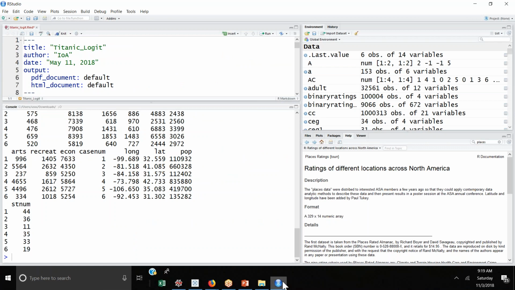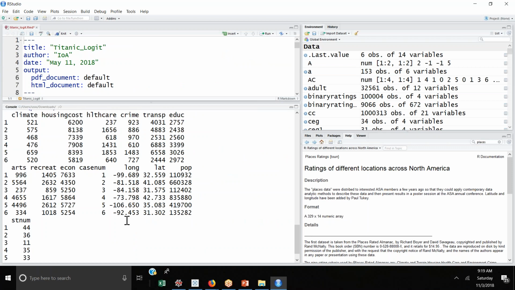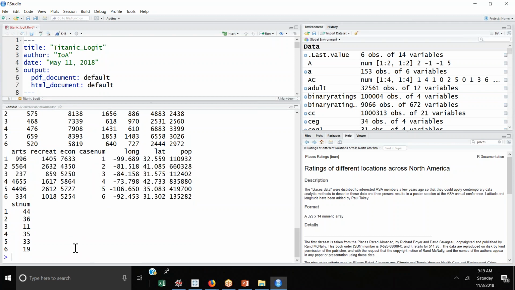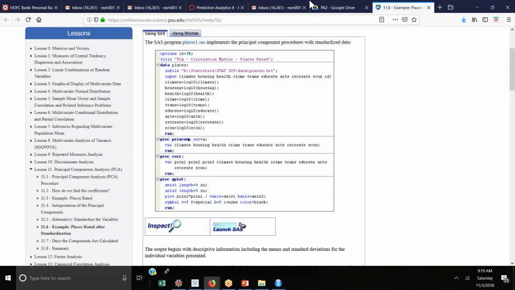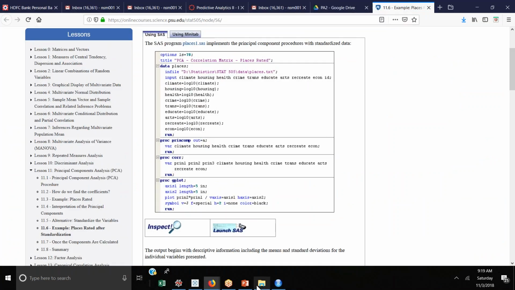Ourselves, no problem. Okay, so what happens is that we want to drop these things. We don't want these things. Do you all agree with me? Case number, we don't want longitude, latitude, population. Maybe population we can keep, but state number, these things we don't need. Actually, I want 1, 2, 3, 4, 5, 6, 7, 8, 9. First 9 variables only we are going to use. The remaining we don't need. Do you understand why I am saying that? First 9 variables only we are going to use for the analysis, okay?